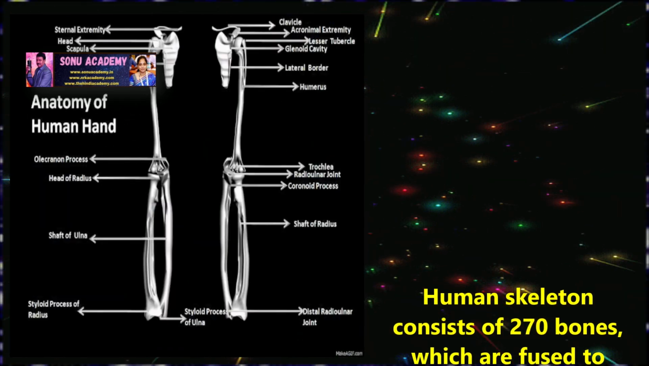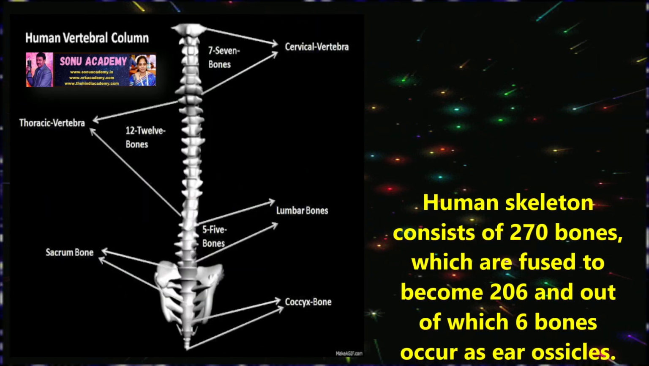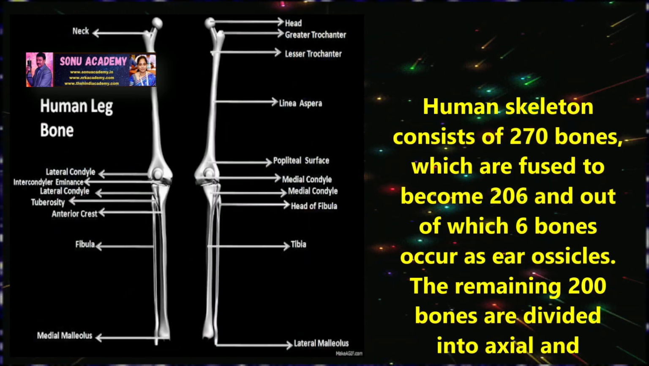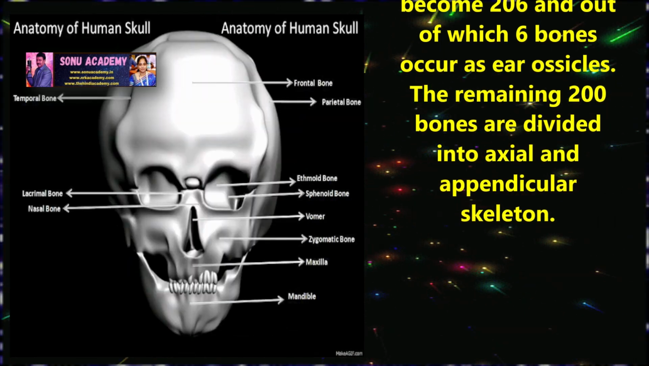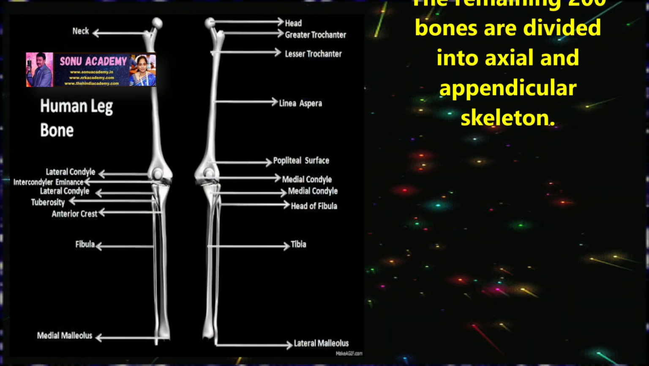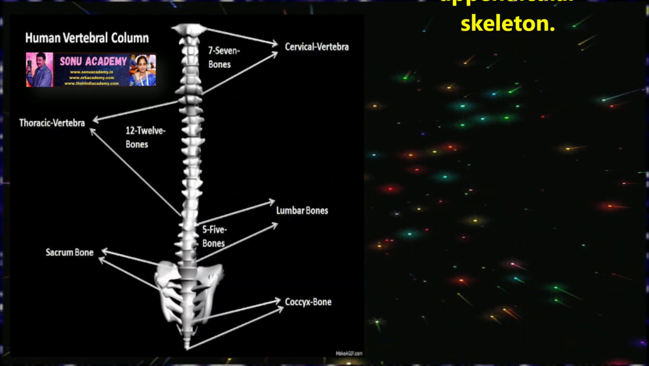The human skeleton consists of 270 bones which are fused to become 206, out of which 6 bones occur as ear ossicles. The remaining 200 bones are divided into axial and appendicular skeleton.